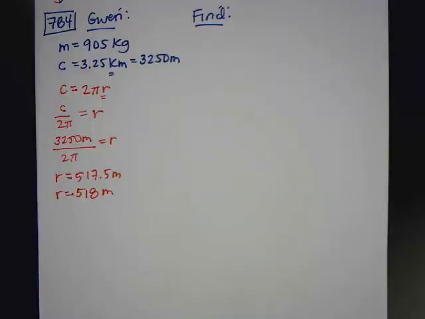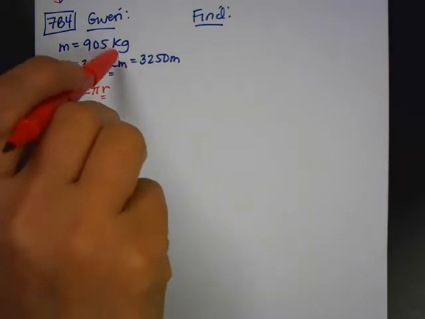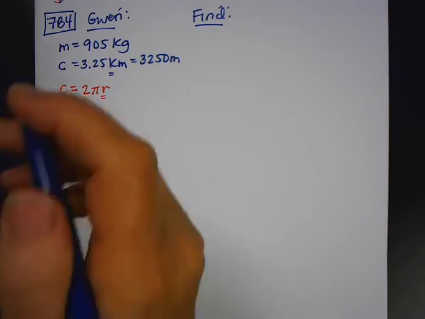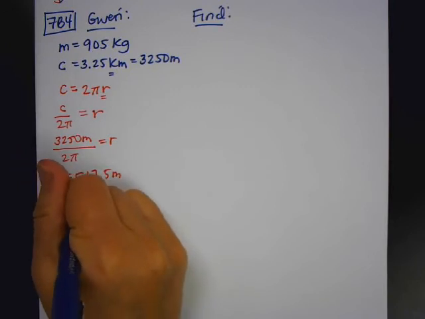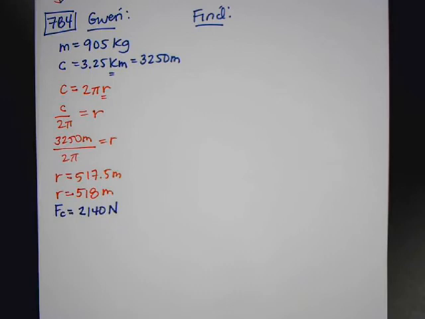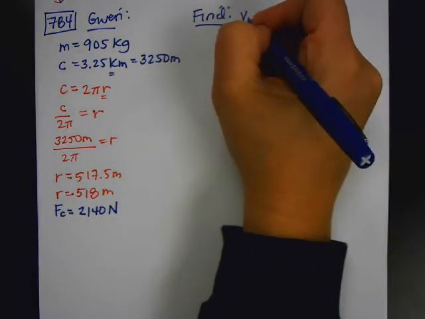So I haven't even finished reading the problem. Instead of going through, as I'm reading it, I'm doing my conversion. What does circumference mean? And I'm writing that all down. The last part says if the magnitude of the centripetal force is 2140, so centripetal force is 2140 newtons, what is the car's tangential speed? So I want to find vt.